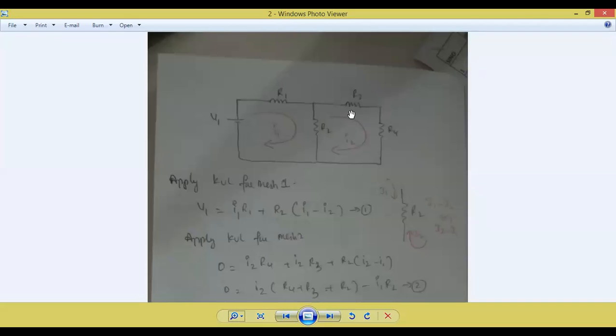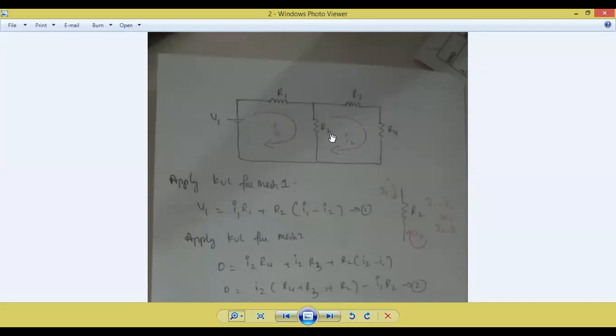0 is equal to R3 into I2. I1 cannot flow through R3, all of you. I1 will never come to this junction. They flow only in this particular area. I2 into R3, I2 into R4. Now anyone tell me, where is R2 present? Come on, where is R2 present?